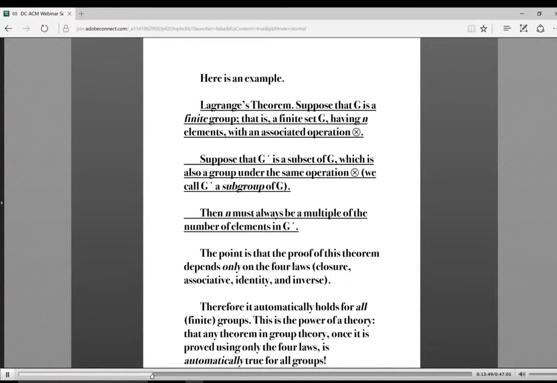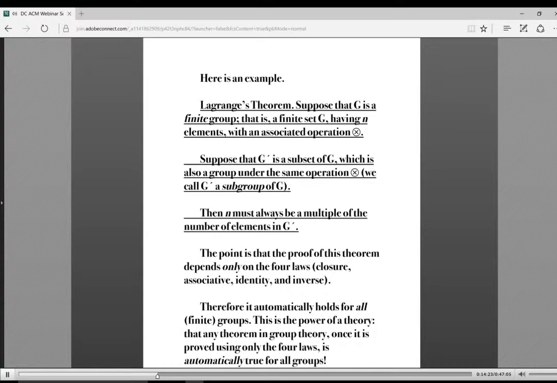Here is an example. It's called Lagrange's theorem. Suppose that G is a finite group, that is, a finite set G having n elements with an associated operation cross. Suppose that G prime is a subset of G, which is also a group under the same operation cross, and we call G prime a subgroup of G. Then n must always be a multiple of the number of elements in G prime.